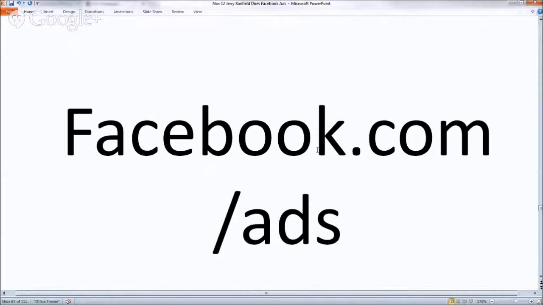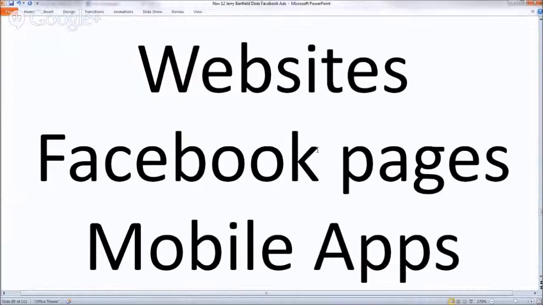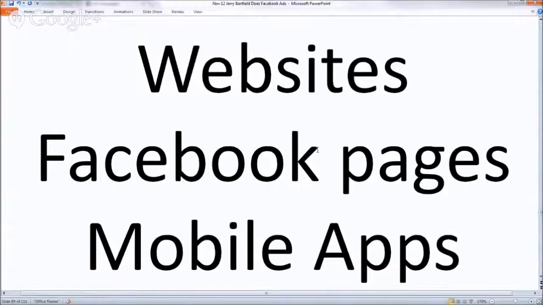So facebook.com/ads. The first question is, what can you promote? You can promote websites, Facebook pages, mobile apps, affiliate links, phone numbers, or your business location with Facebook ads. Facebook ads is a powerful platform in terms of how many people you can reach, how targeted they are, and where you can send them. Now, with this group of pages, you have to get more creative. You can't just simply send someone your affiliate link or your phone number or your business location generally. But this first group of pages is pretty straightforward.